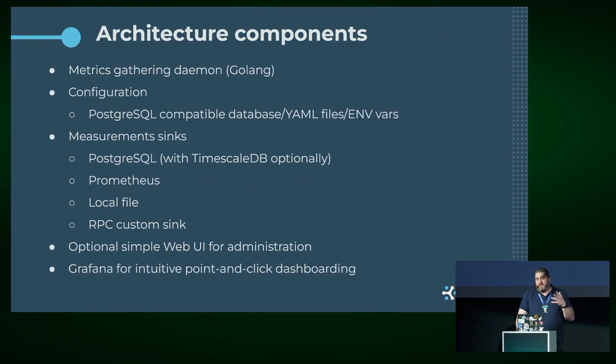And yeah, if we are speaking about architecture, it's simple. It's just a Golang binary. We can provide configuration via Postgres, environment variables, YAML, whatnot. Then we have the concept of measurement sync. Sync is where our measurements go. So we are a database company, so we want Postgres first of all, right? Then, of course, Prometheus, it's the de facto standard nowadays.